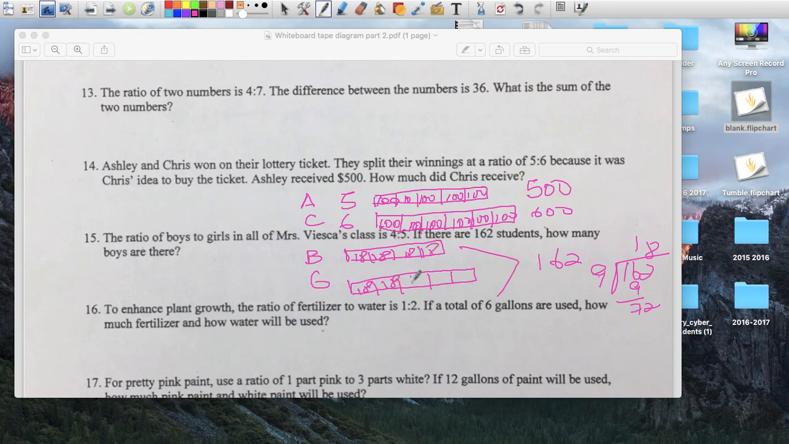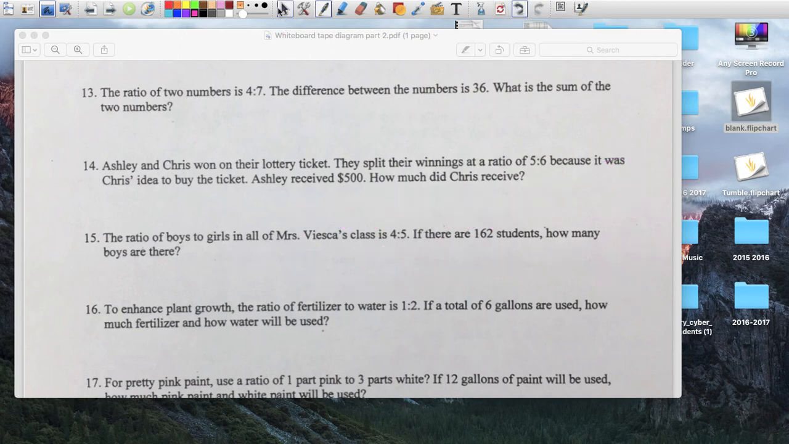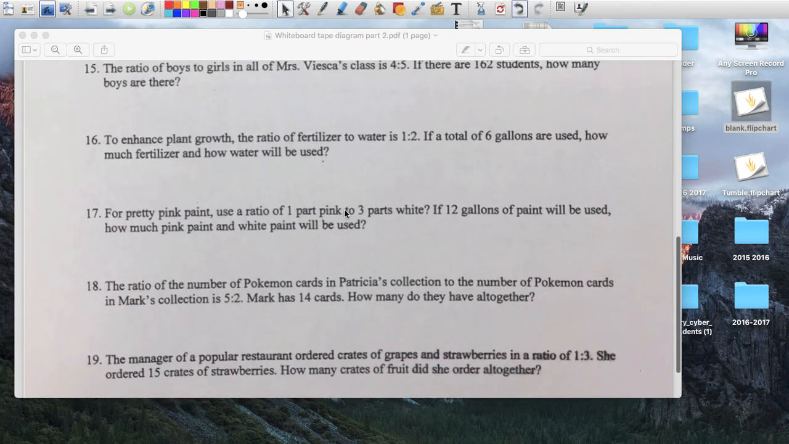I can put 18. And on top, how many boys are there? 1, 2, 3, 4. 18 times 4 is, I have no idea. 72. The answer is 72 boys. Remember, take diagrams. Right, 4 more problems.